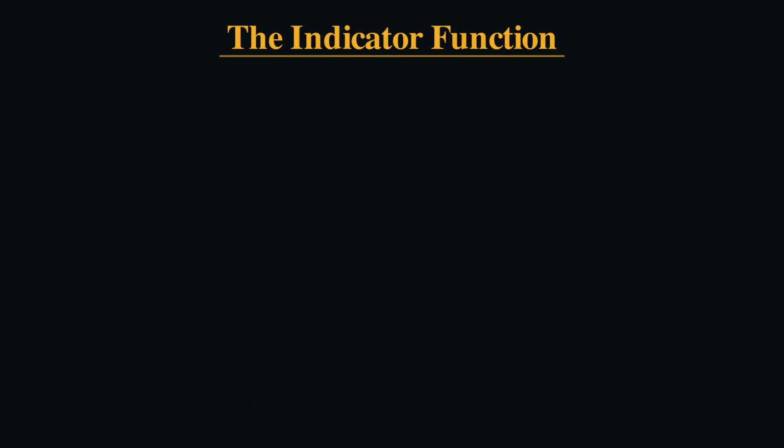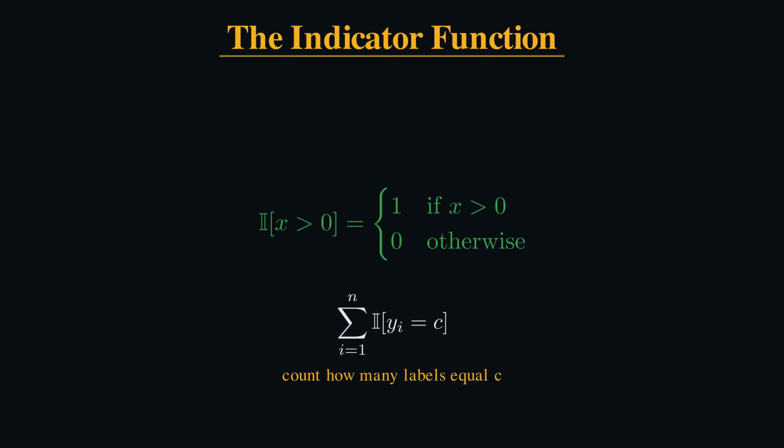The blackboard bold I with brackets is the indicator function. It is a simple switch. 1 if the condition is true, 0 otherwise. This lets us count things inside a sum. For example, this line counts how many data points have label C. The indicator turns logic into arithmetic.